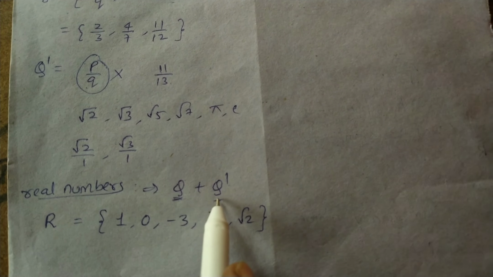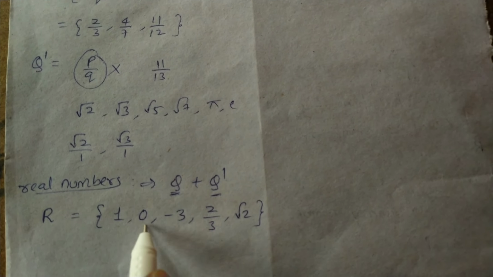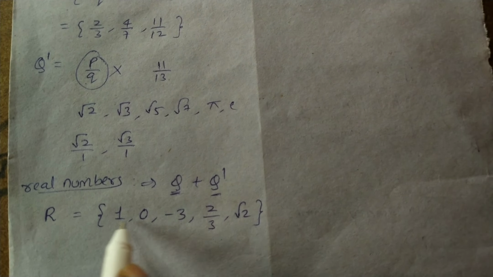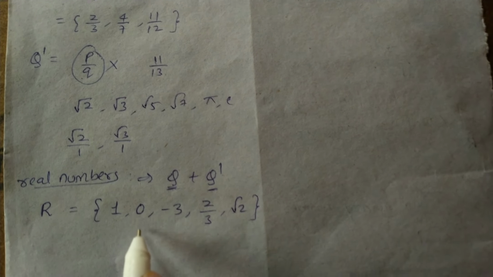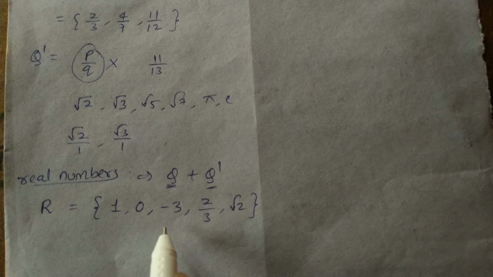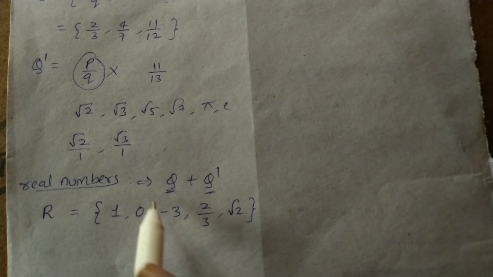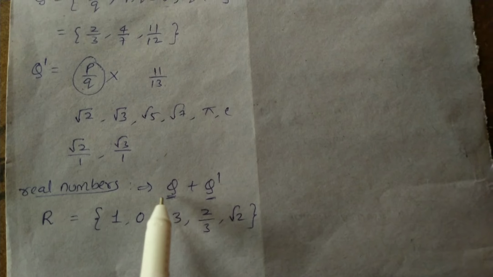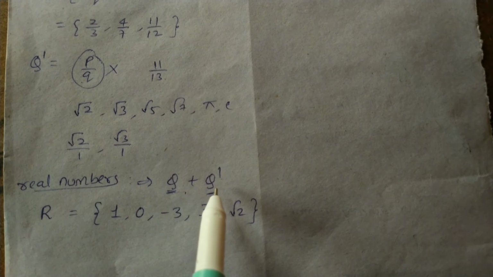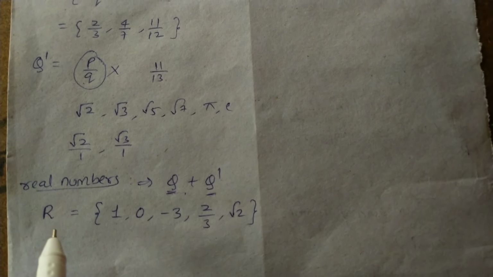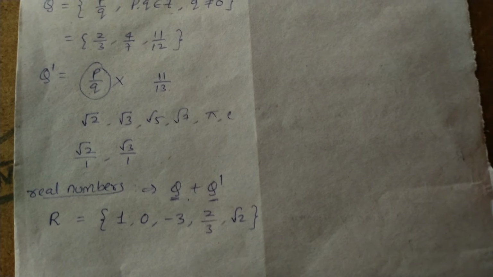Sir, only rational numbers and irrational numbers? Why did you include all these things? These are also rational numbers only. 1 by 1 you can write, 0 by 1 you can write, minus 3 by 1 you can write. That's why we write the definition as the combination of rational numbers plus irrational numbers is real numbers. This is the small introduction of real numbers.